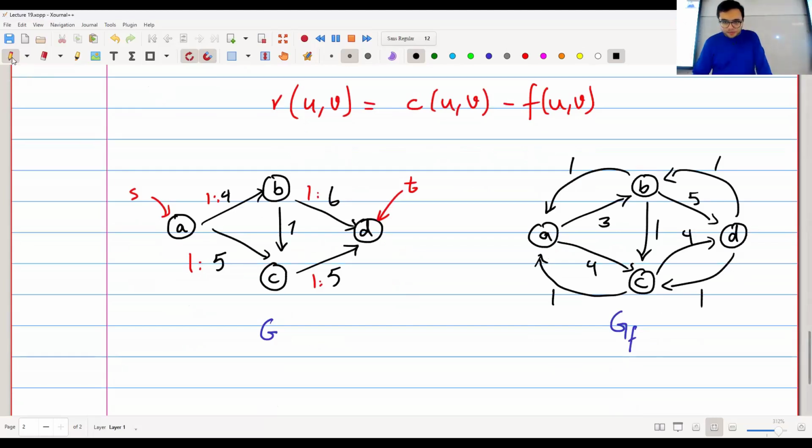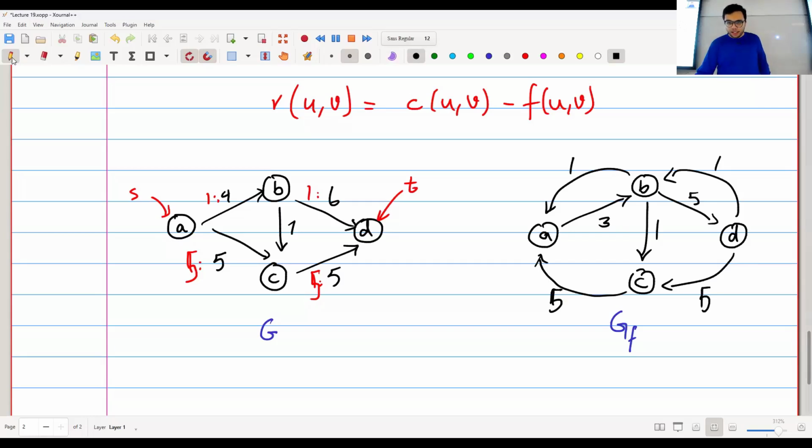So let's say that we augment this path. So I'm sending 4 units there. So this one will be 5. This one will be 5. And then I will lose this edge, and I will lose this edge. And I will have 5 here and 5 here, right?